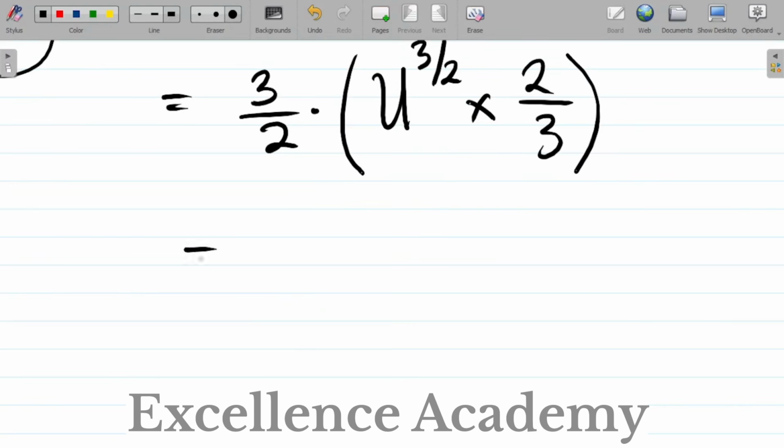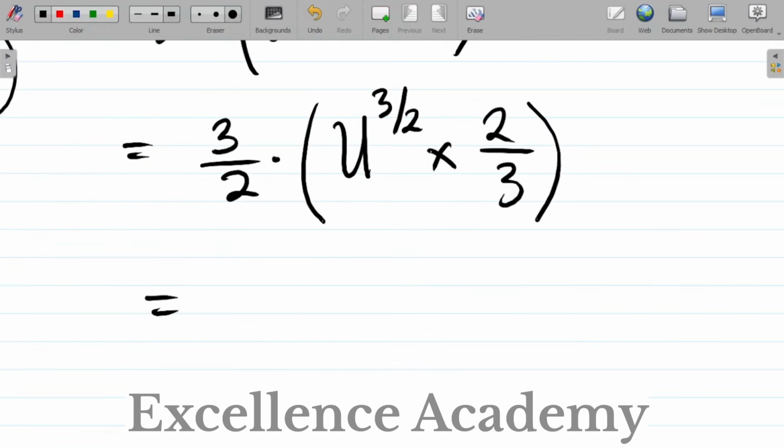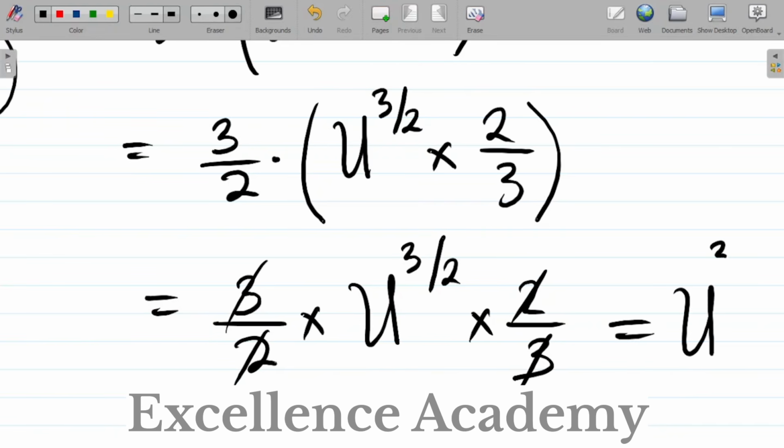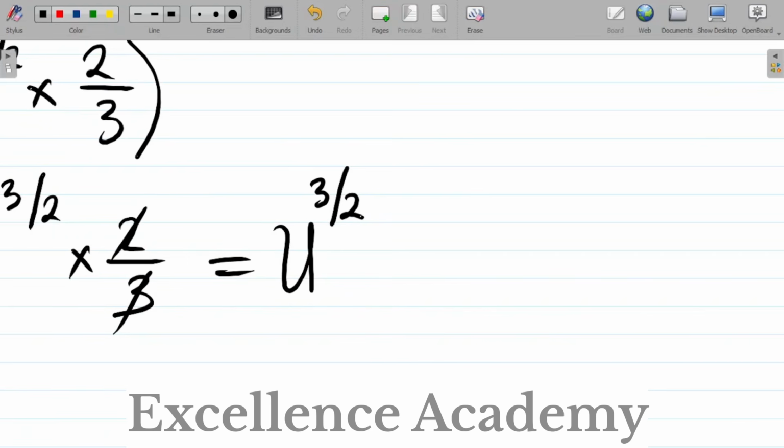Let's work with this. If I now take off the bracket, I'm having 3 over 2, and dot means multiplication, so times u to power 3 over 2 times 2 over 3. 3 cancels 3, 2 cancels 2. That's equal to u to power 3 over 2. So I'll have this as my result after integration. Then don't forget plus c, where c is a constant of integration.